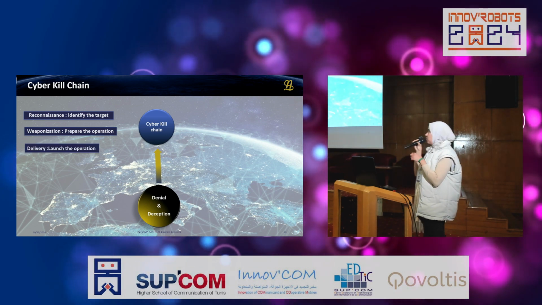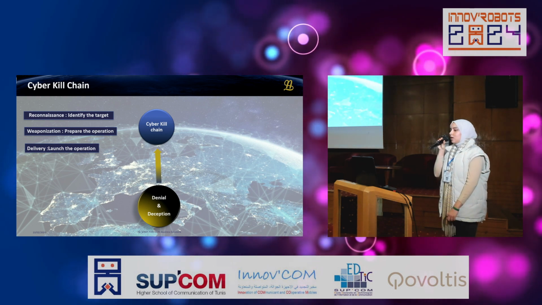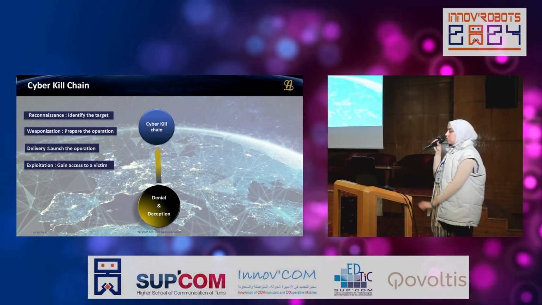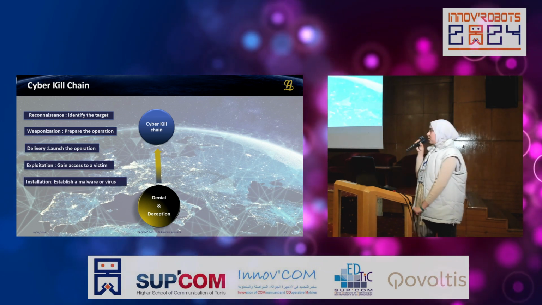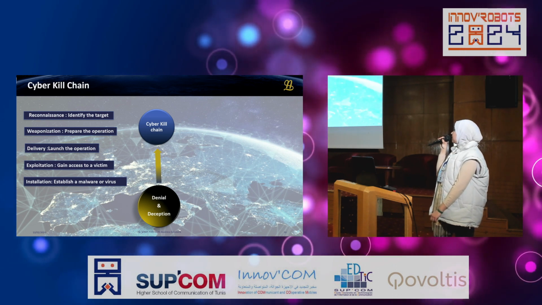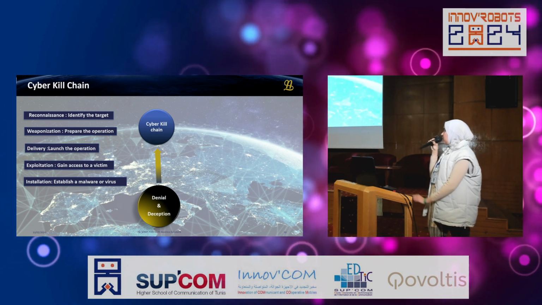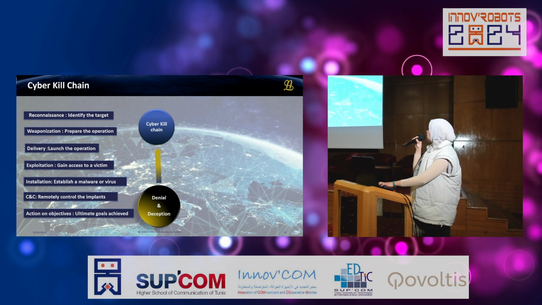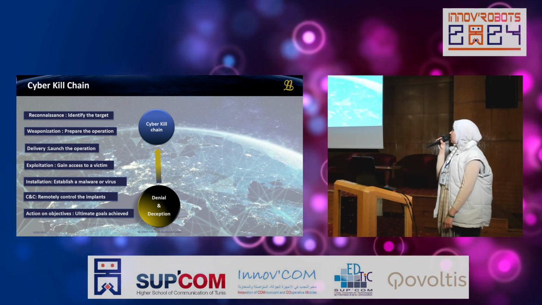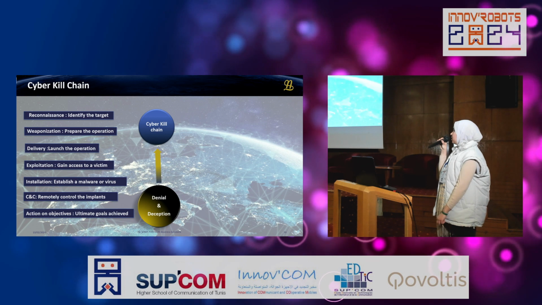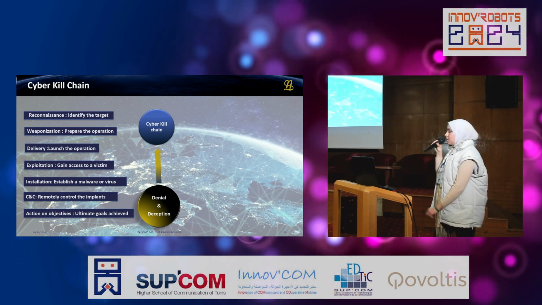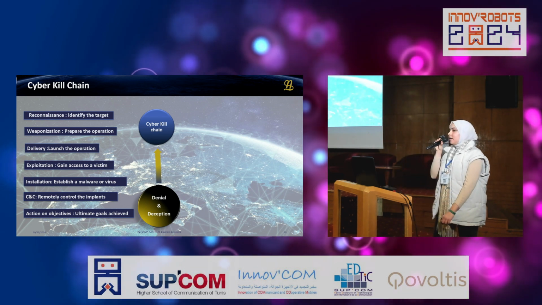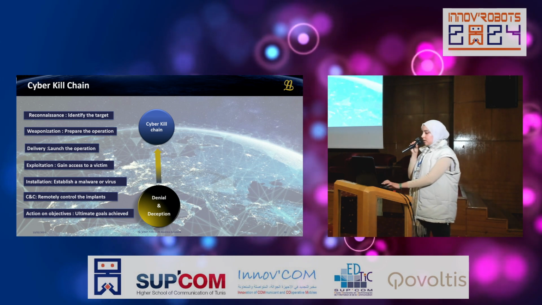The third stage in the kill chain is delivery. Here the attacker will launch the operation. After that, he will gain access to a victim. The next step is that the attacker will establish a malware or a virus. Then he will remotely control the implants, and finally he will do the action. So he will achieve his ultimate goals. Those are the 7 stages of the cyber kill chain, which is a high-level representation of the attacker.